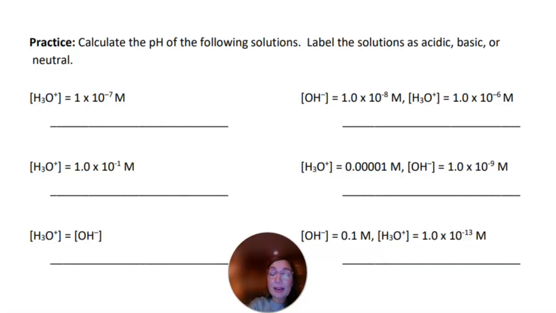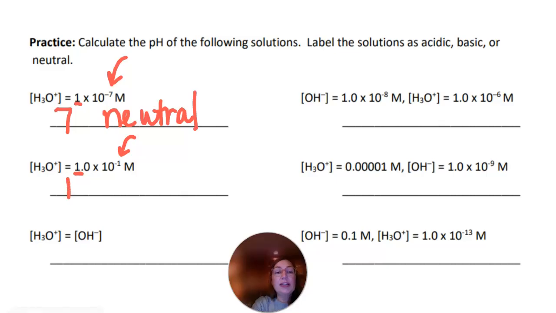Okay, we did an example like the first one, 1 times 10 to the minus 7. Well, we know that that's a pH of exactly 7, and we know that that's exactly neutral because there's a 1 here. Okay, 1 times 10 to the minus 1. Well, again, that exponent, since there is a 1 here, tells us this is a pH of 1, and a pH of 1 is very acidic.